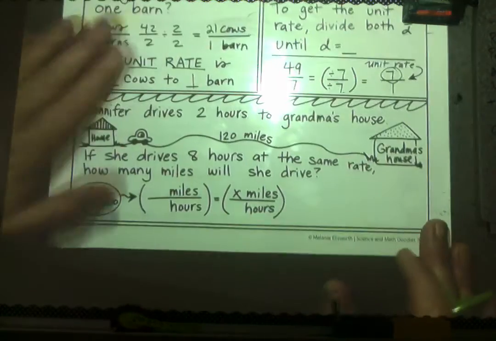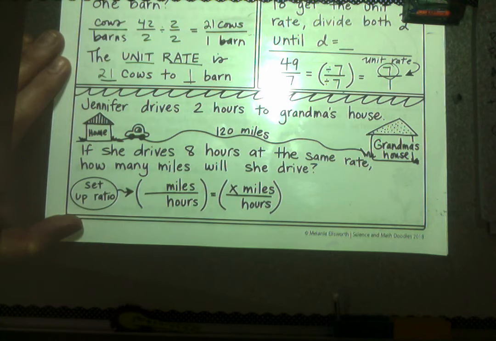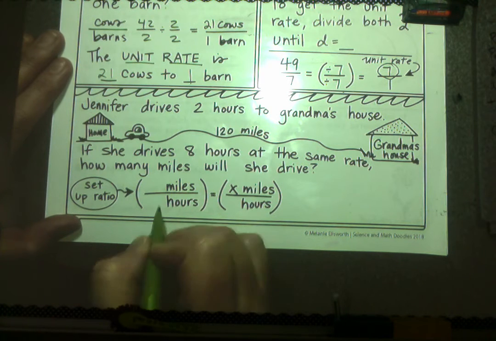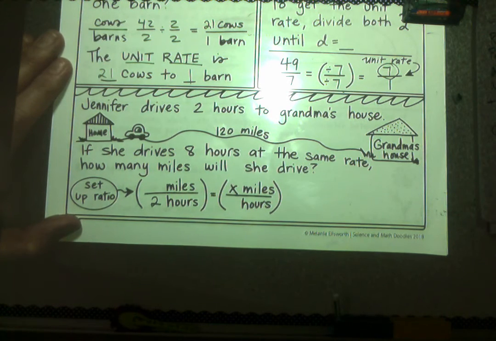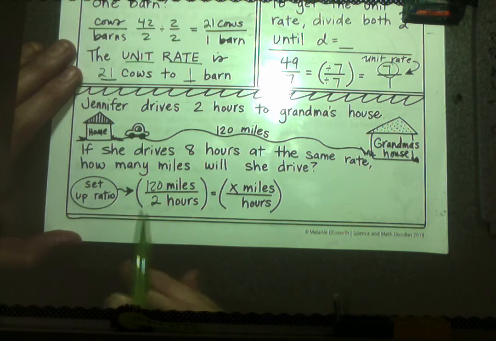All right, let's look at the last one. So Jennifer drives 2 hours to Grandma's house. Okay, so it looks like she has 120 miles to drive. If she drives for 8 hours at the same rate, how many miles will she drive? So they're trying to give you a ratio. They're saying that she's only going to drive 2 hours. See that? Okay, so in 2 hours she goes 120 miles. So how many will she drive in 8 hours?